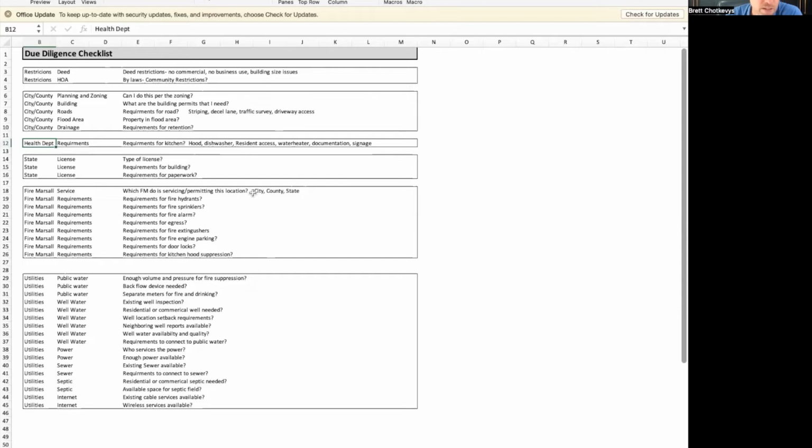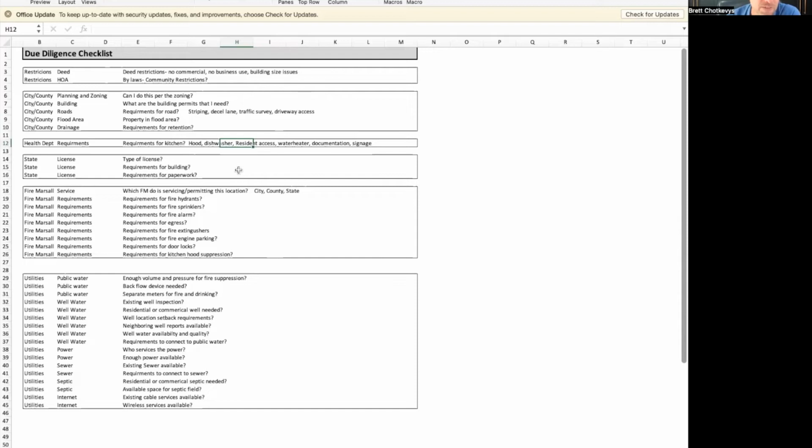So for me, they came and checked my hood. My fire marshal said I had to have fire suppression in the hood, but the county also did. So the county came and checked how much airflow was coming through that hood. They required me to have a commercial dishwasher. Your county may or may not. They also wanted me to have a 3-compartment sink and a separate hand washing sink. So some of those things are what you can keep an eye out for.